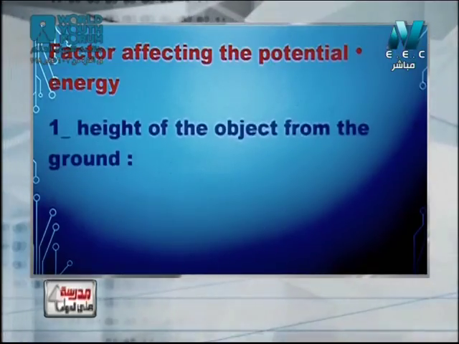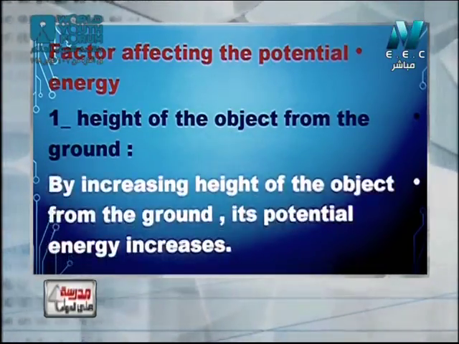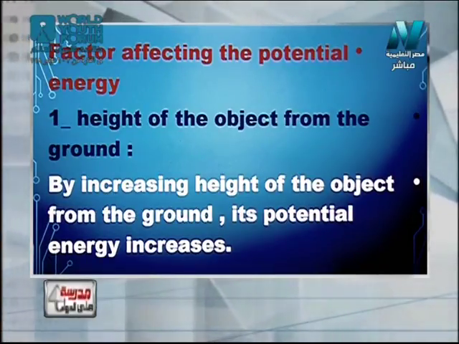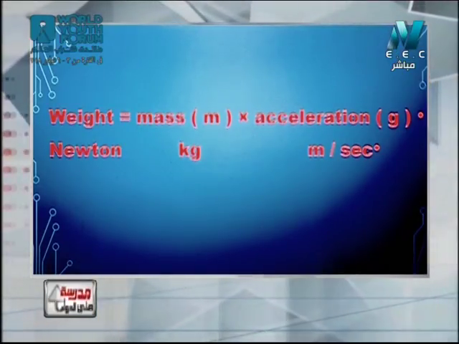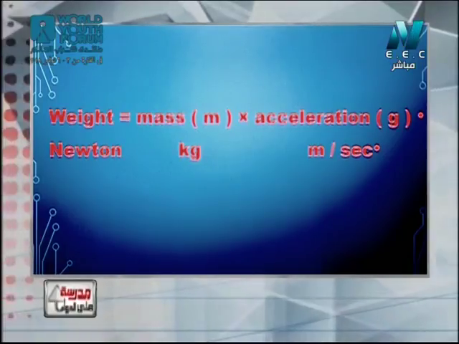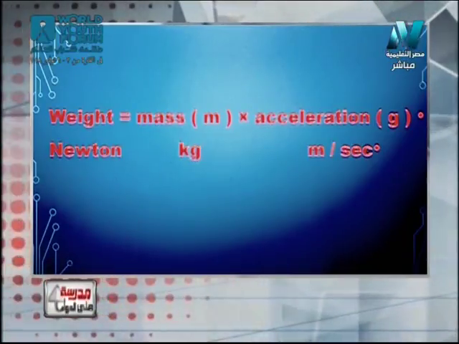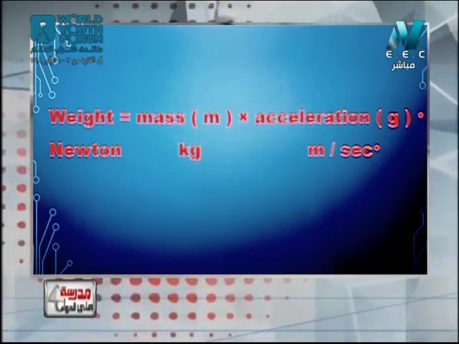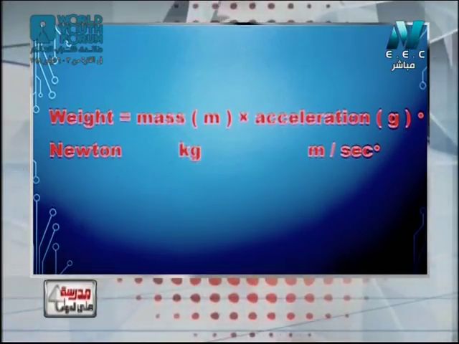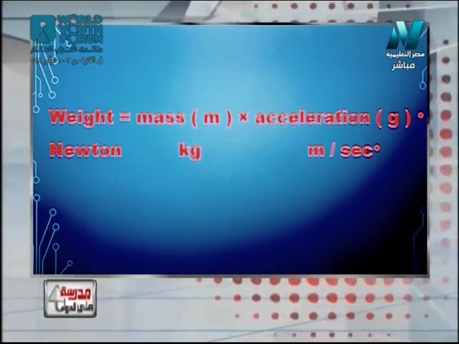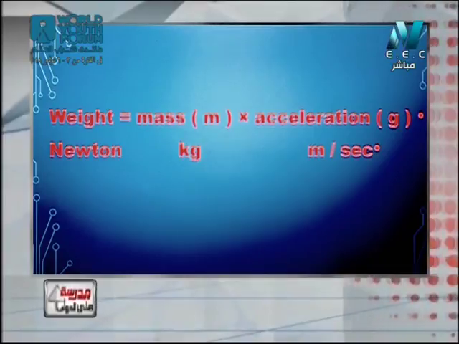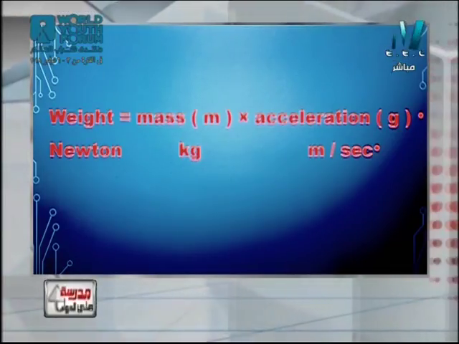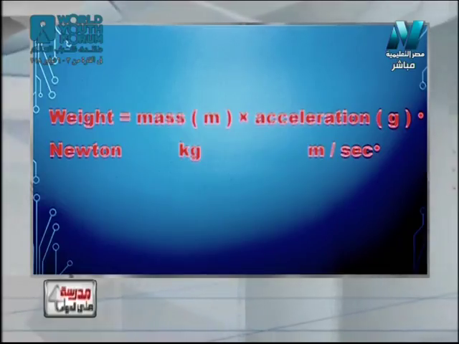Factors affecting the potential energy. Number 1, height. By increasing the height of object from the ground, its potential energy increases. Number 2, weight. But now, how can I get weight? Weight equals mass times acceleration due to gravity. Acceleration due to gravity is symbolized by small g. Mass is symbolized by m. So weight equals mg, mass times acceleration due to gravity.